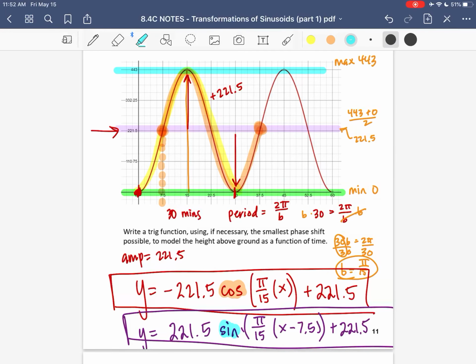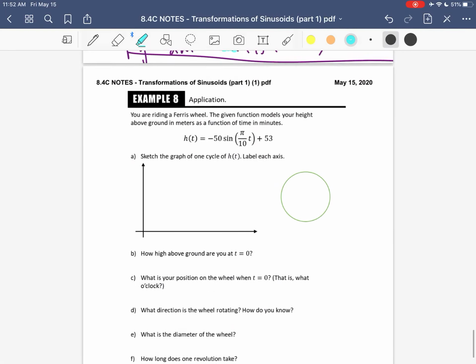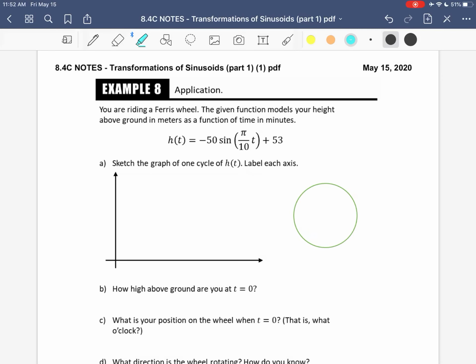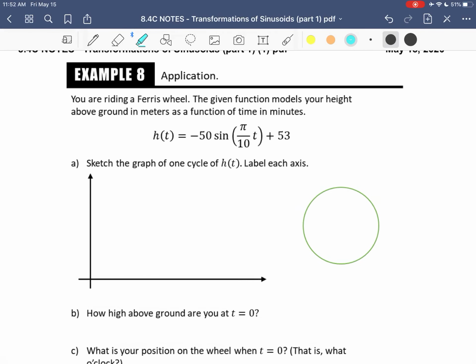Okay, last one here. Excellent. Okay. All right, now we're writing a different Ferris wheel. The given function models your height above ground in meters as a function of time in minutes. Okay. So let's pick off the different parts. We have an amplitude of 50, and it's reflected. That's what that negative means. Our period is being affected by this pi over 10. We don't have a phase shift because we're not adding or subtracting anything to x. It's t in this case, but the variable in there. And we have a plus 53.